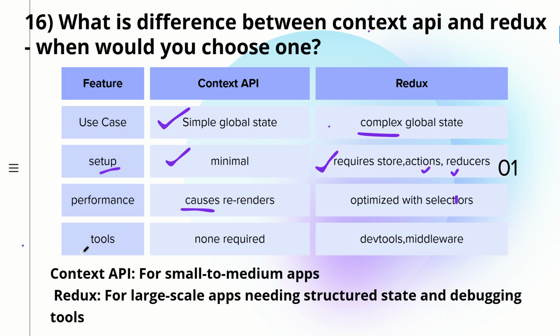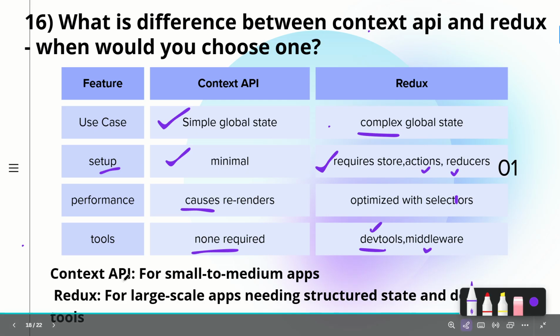Now coming to tools, with Context API we do not require any tools, whereas with Redux we have middleware. For middleware we can have Redux Saga or Redux Thunk, or there are multiple other middlewares also. And there is something called Redux DevTools, which is useful for debugging or understanding what the current state is and what the previous one was. So there are different tools which you might need in Redux.